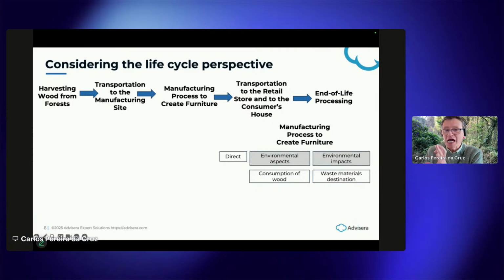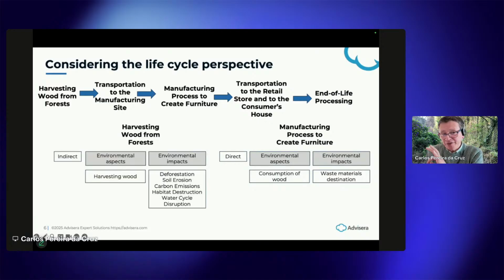Now I will show you the difference between indirect and direct environmental aspect. So indirect, in this case, harvesting of wood, is something that is not done by your company, by your organization. It's done by others. So you have no control, but of course you can have some influence. Okay, like for example, only buying wood from authorized places.